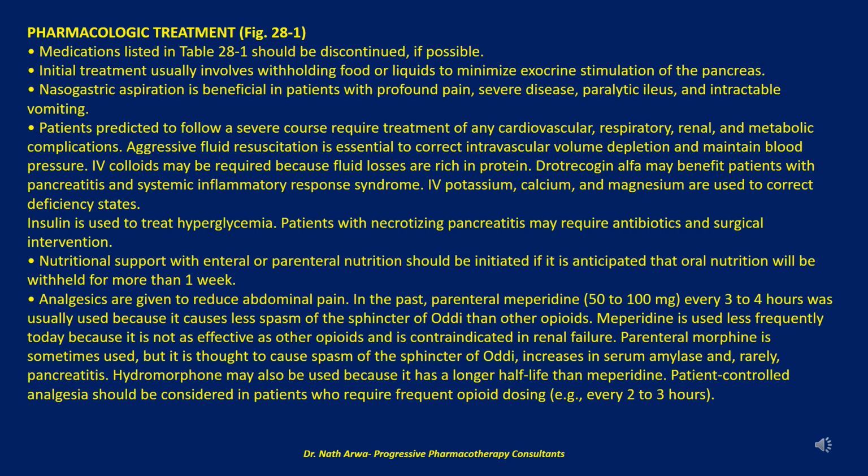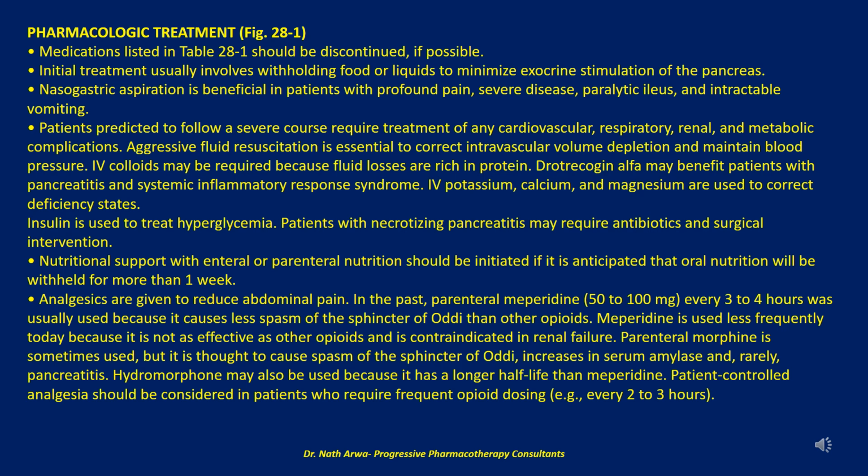IV colloids may be required because fluid losses are rich in protein. Drotrecogin alfa may benefit patients with pancreatitis and systemic inflammatory response syndrome. IV potassium, calcium, and magnesium are used to correct deficiency states. Insulin is used to treat hyperglycemia. Patients with necrotizing pancreatitis may require antibiotics and surgical intervention.